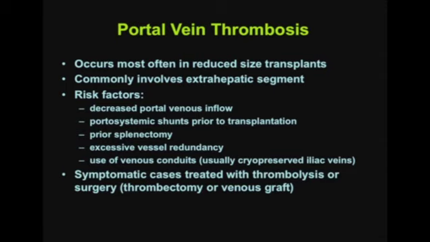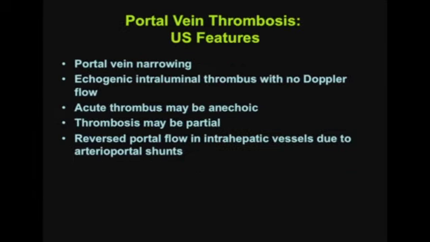Symptomatic cases are treated with thrombolysis or surgery, either thrombectomy or placement of a venous graft. By ultrasound, we see narrowing of the portal vein, and there's often echogenic intraluminal thrombus with no flow. Acute thrombus may be anechoic or may be partial. And reverse portal flow may be seen in the intrahepatic vessels due to the presence of arterial portal shunting.